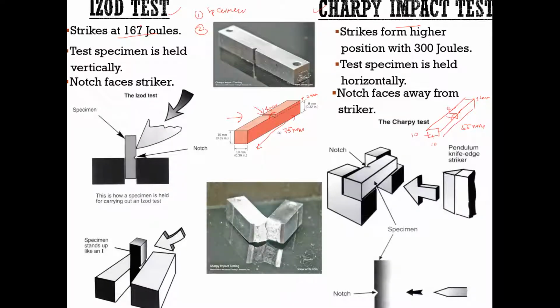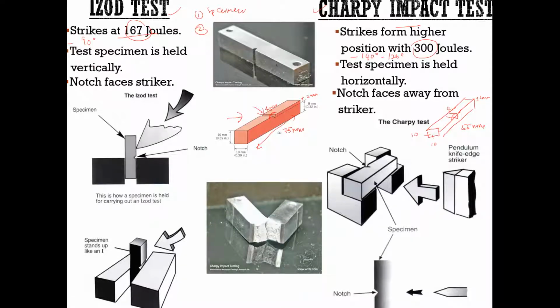So first is the specimen, and number 2 is the strike energy absorbed. In the Izod test we have 167 joules, but for the Charpy we have a higher value, which is 300 joules. Another thing is the angle of striking. For the Izod test we have around 90 degrees, and for the Charpy impact we have around 140 degrees to a lower around 120 degrees.